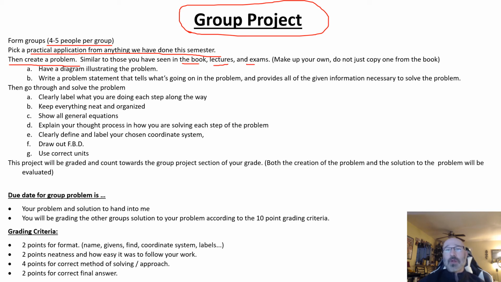I don't want you to just go out there, Google search a problem from another textbook or a different edition, and then put your name on it. I want this to be something fun, something that relates to something you're interested in. Could be a work project, could be a project for another class, could be just a project on your own at home, or something you've always been interested in.